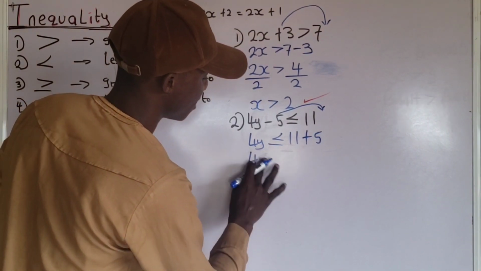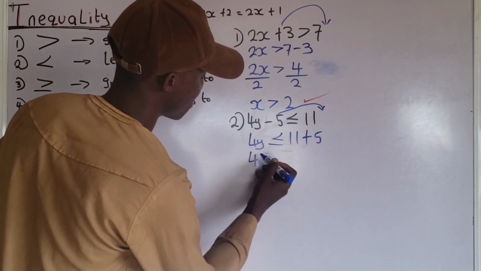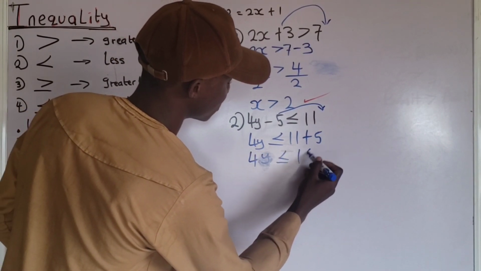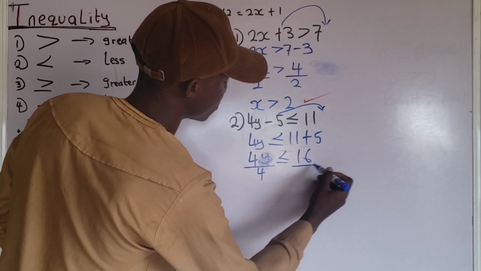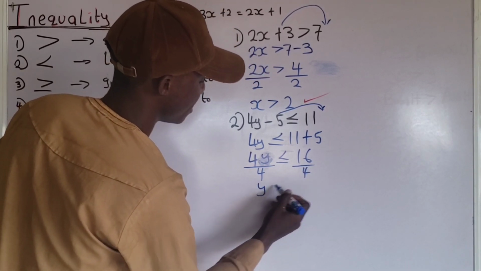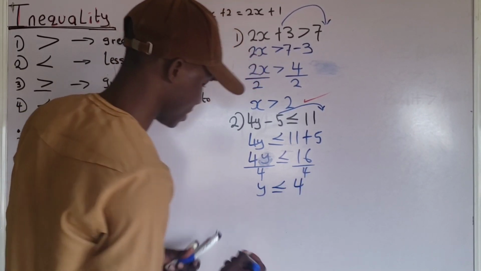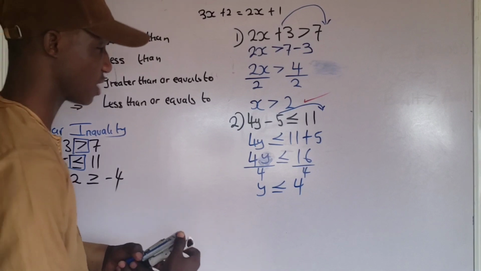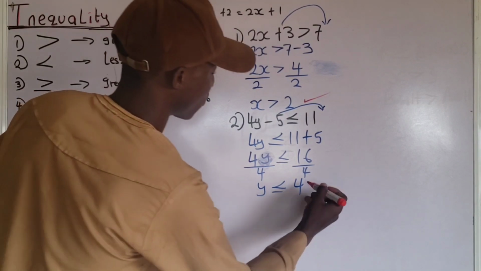So 4y is less than or equal to 16. Divide both sides by 4. This over 4, this over 4. y is less than or equal to 4. You can see now, that is the solution to that question. If you get this right, you are correct.